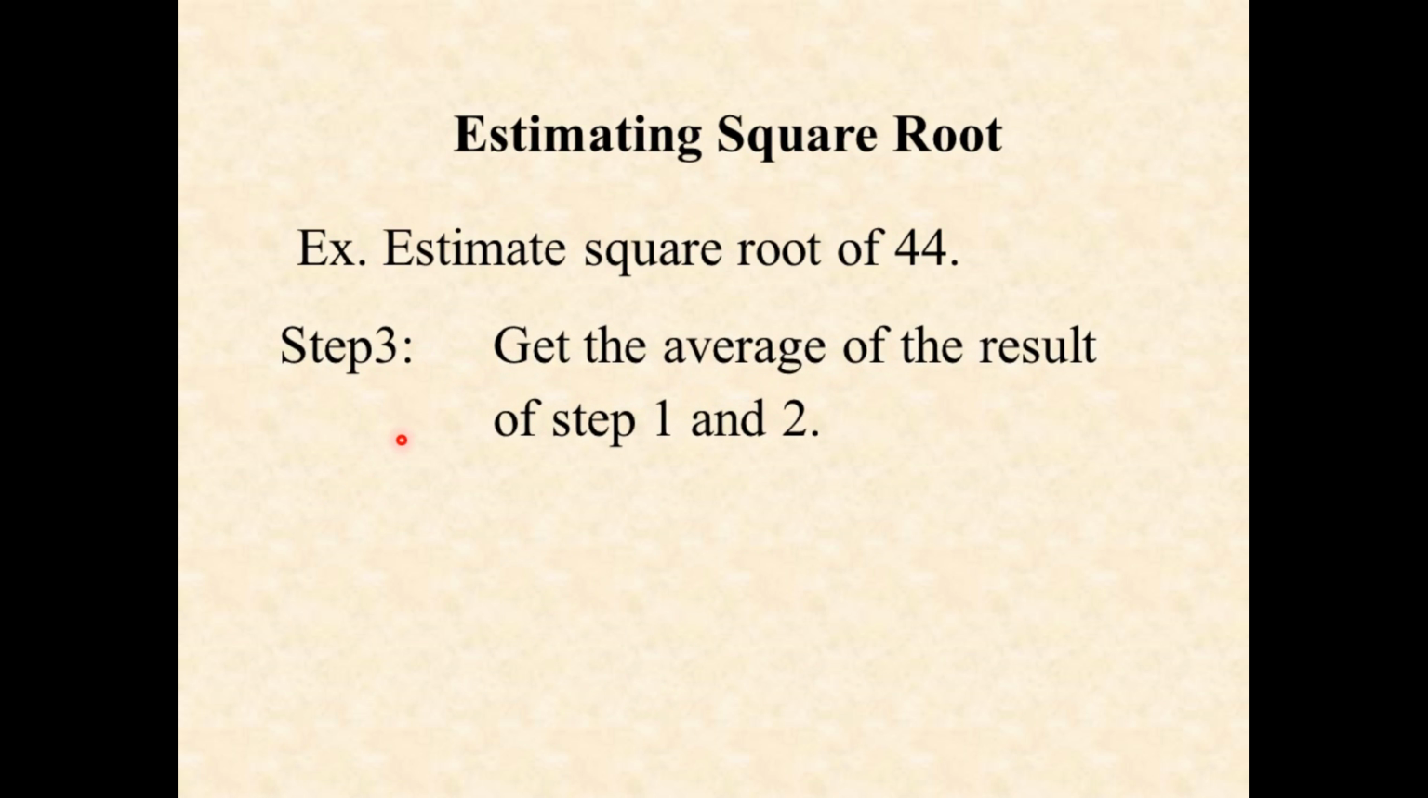And then for step 3, get the average of the results of step 1 and 2. So we need to add the results from step 1 and 2, then divide by 2. This is the result from step 1 upon approximating, and this is the result from step 2 after dividing the radicand by this number. In step 3, we add these two. Why is our divisor 2? It's because we are adding 2 values. Alright? So we're going to simplify this problem.